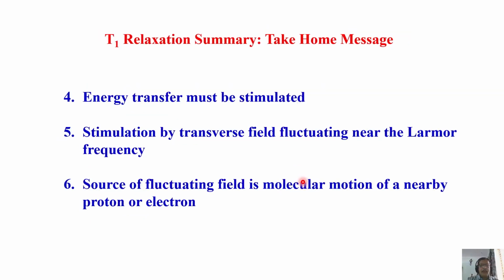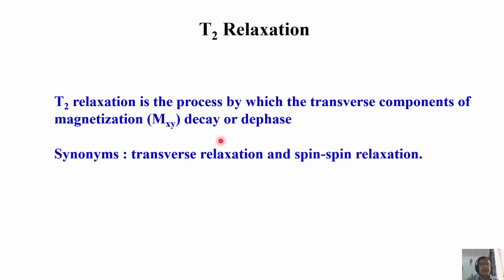Next. This energy transfer must be stimulated. Spontaneous emission is not possible in the radio frequency region. How do you get this stimulation? The stimulation is obtained by a transverse field fluctuating near the Larmor frequency. And what is the source of the fluctuating field? It is again the molecular motion of a nearby proton, electron, or some other atom nearby. All this fluctuation gives rise to a frequency, which is the Larmor frequency. Only then can the spins relax. This is the summary of the points. So far I was telling you about T1.